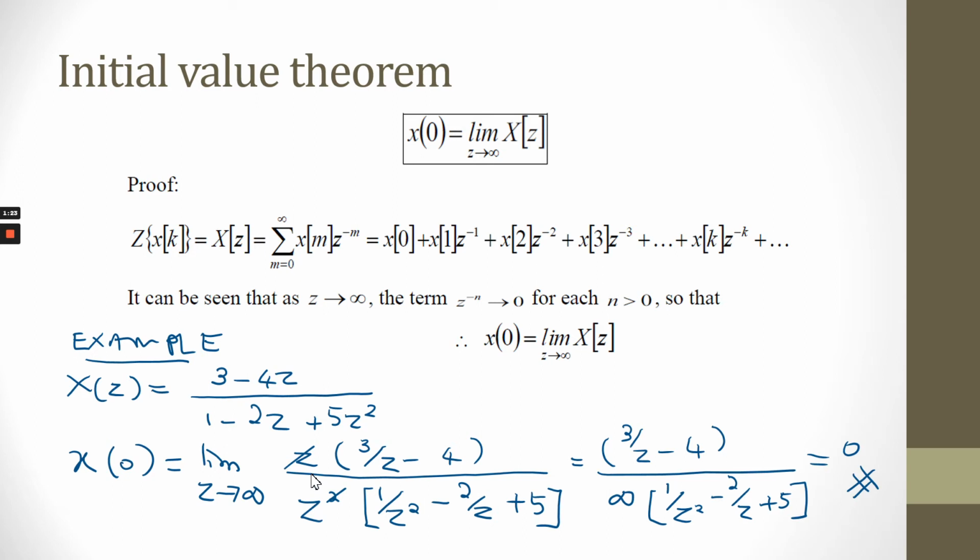For this one, we should rearrange this equation into this format. So we can cancel this out, and when we apply z approaching infinity, we have the answer of 0. So the initial value for this function X(z) is equal to 0.